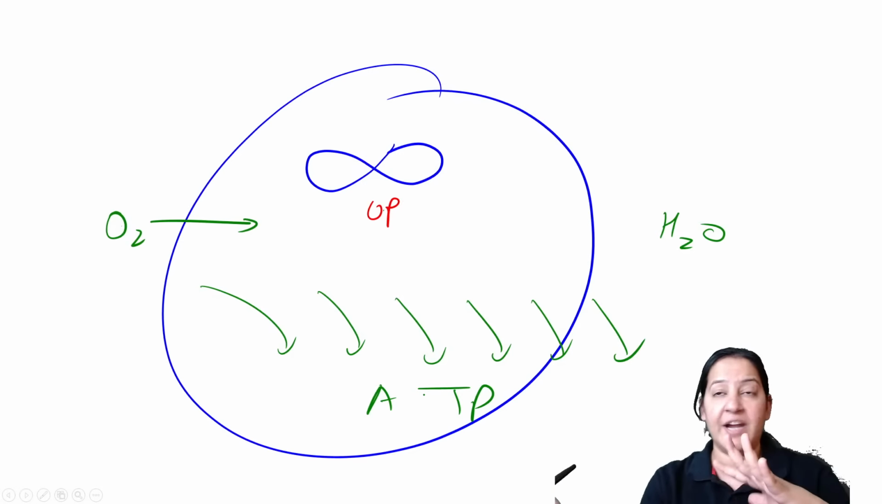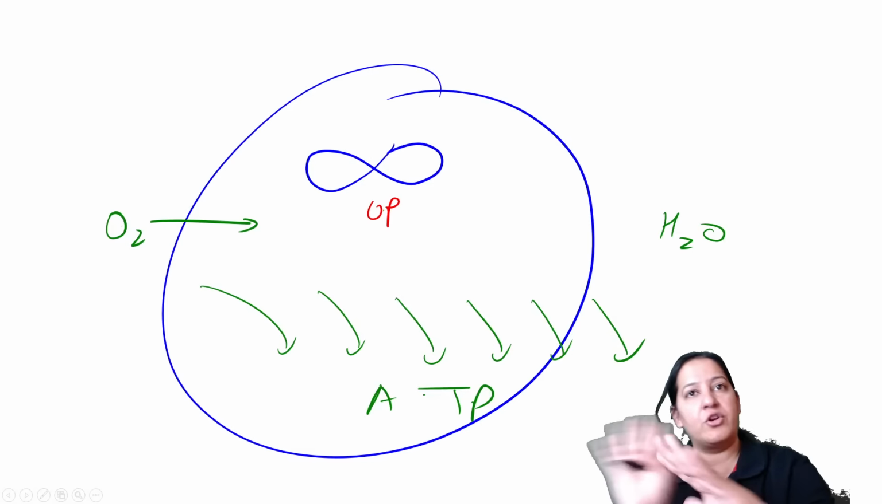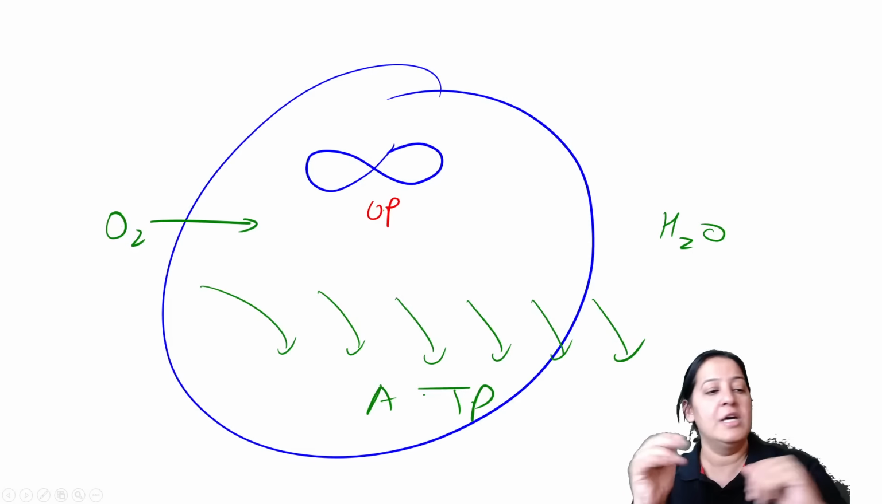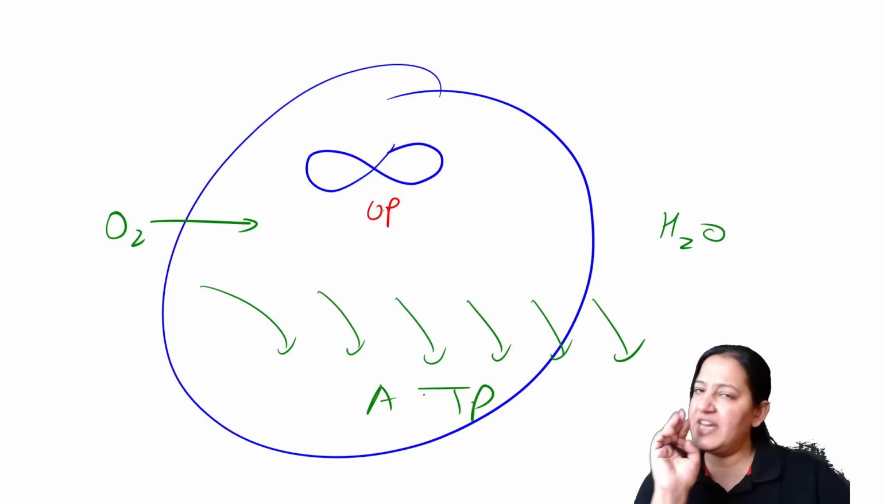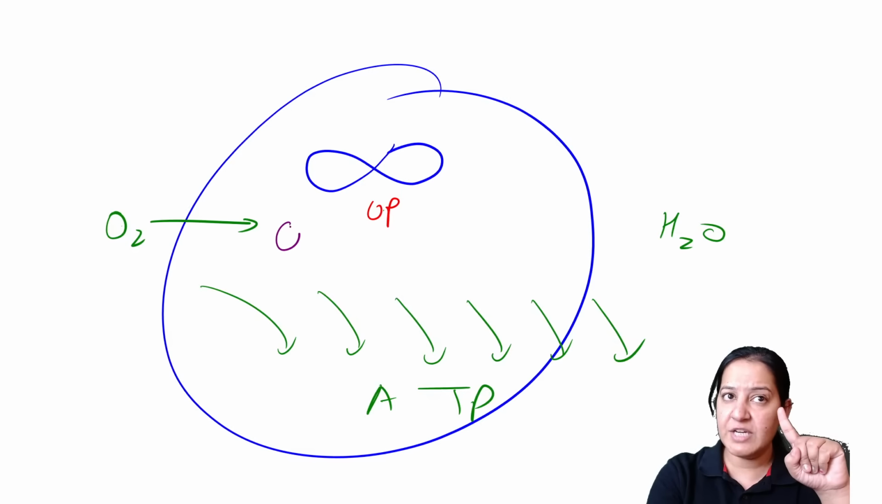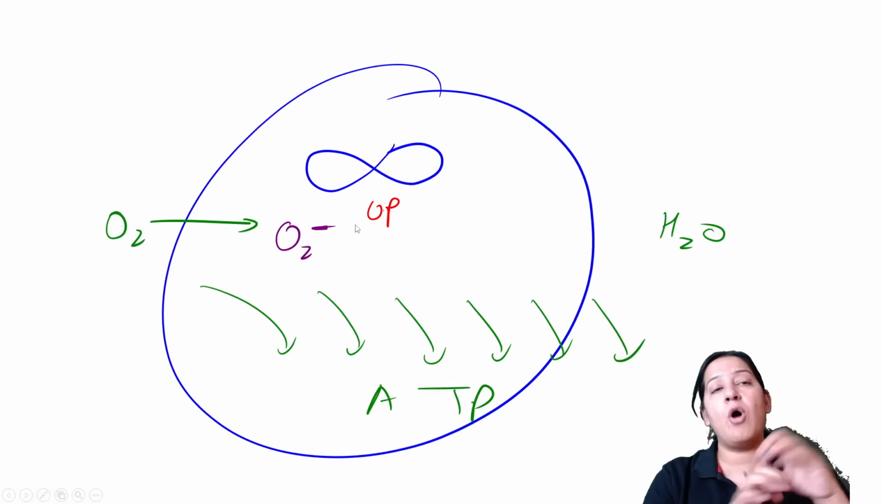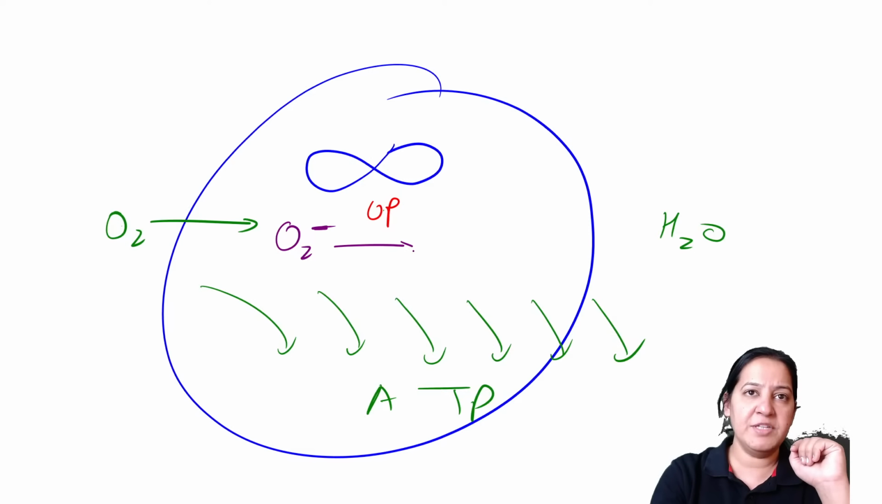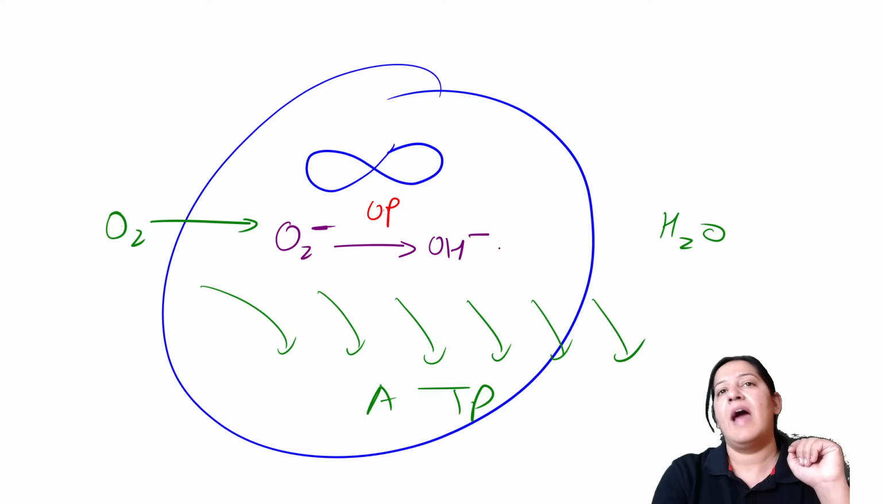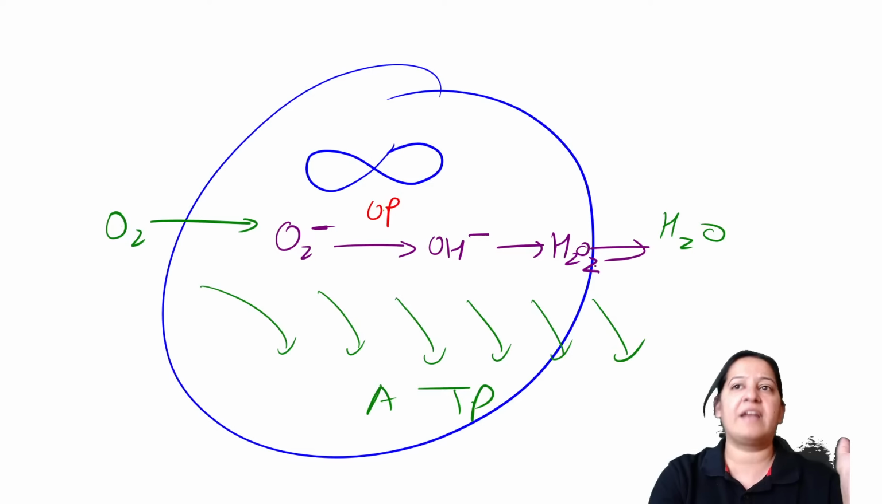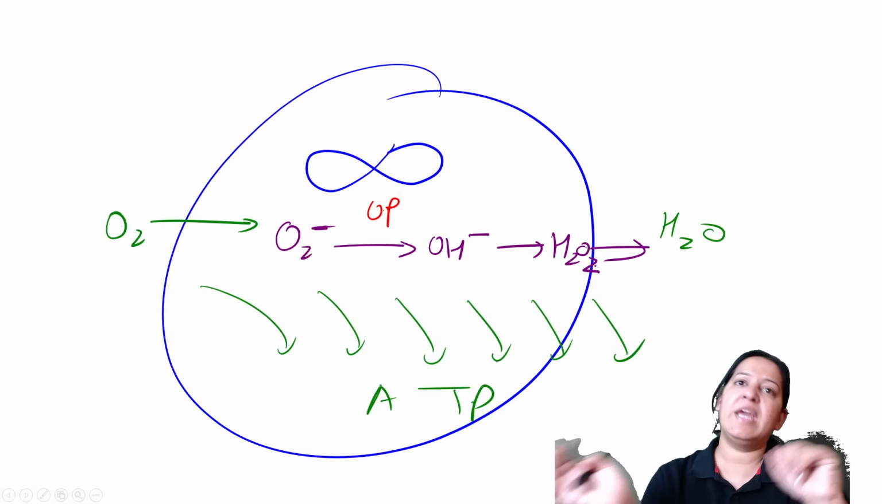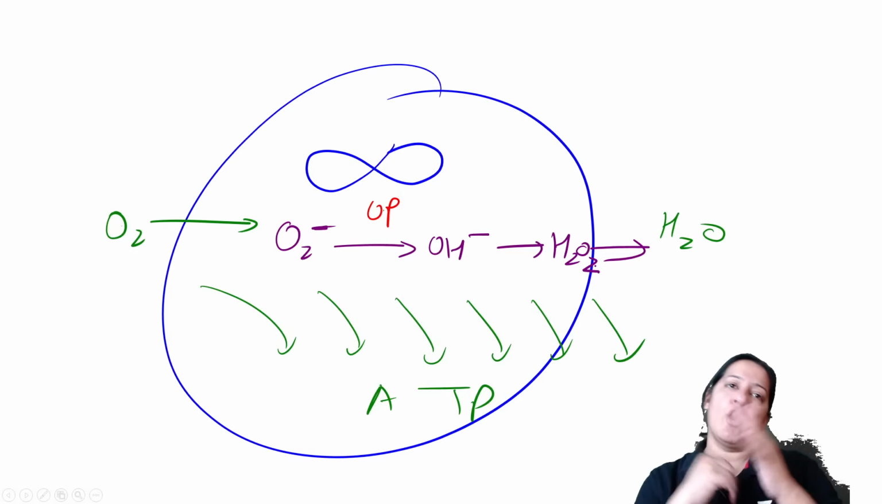But this is not a direct process where oxygen is directly converted into water. No, there are intermediates. There are three intermediates which are formed. The first intermediate is superoxide ion. The second intermediate is hydroxyl ion. And the third intermediate is H2O2, hydrogen peroxide. And ultimately it gets converted into water. So these are the three intermediates. So it is formed in all of us.